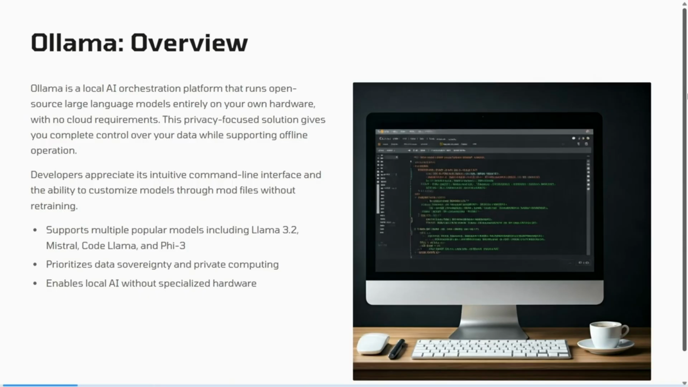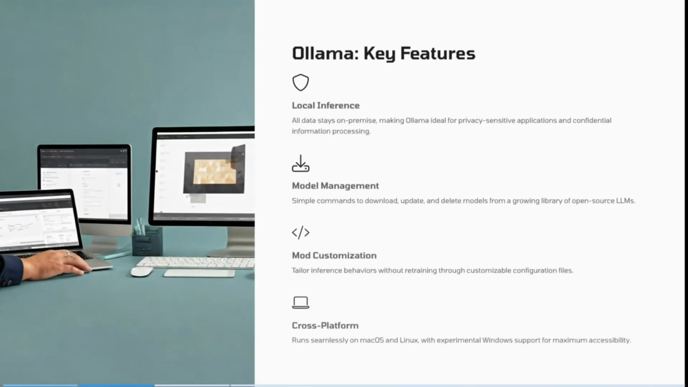It supports multiple popular models, including Llama 3.2, Mistral, Code Llama, and Phi 3. You can also see over here it prioritizes data sovereignty and private computing, and it enables local AI without any specialized hardware. Some of the key features over here is their local inference. So all data stays on premises, making this option ideal for privacy. If you have any sensitive applications or confidential information, this will not be exposed.